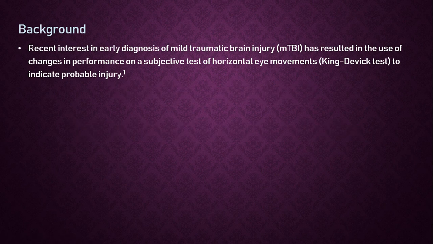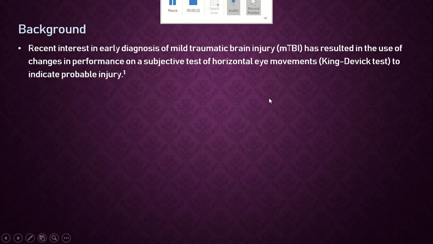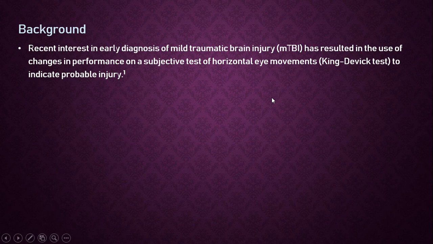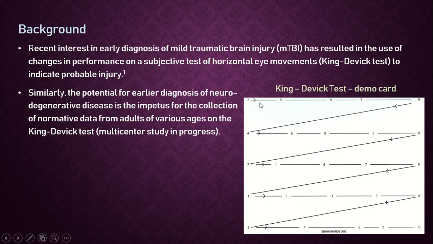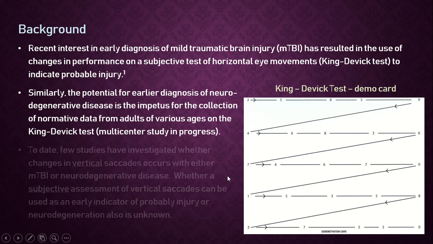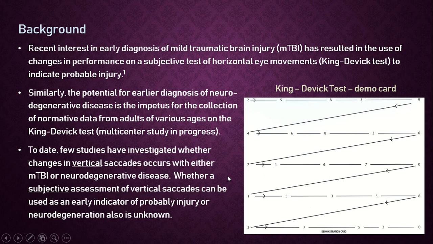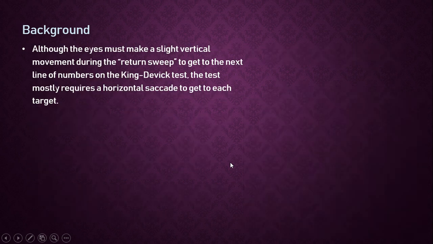Recently there's been some interest in early diagnosis of TBI, and one of the tests used to assess whether a patient may have TBI is called the King-Devitt test. In this test, the person reads the numbers out loud from left to right, and they're timed. There have been very few studies that have looked at whether vertical saccades are affected in MTBI, and with the King-Devitt test, we don't really have vertical saccades, just the return sweep.